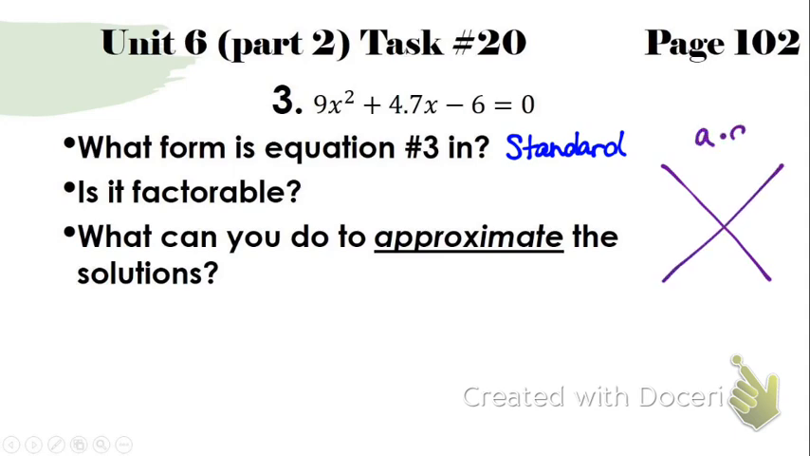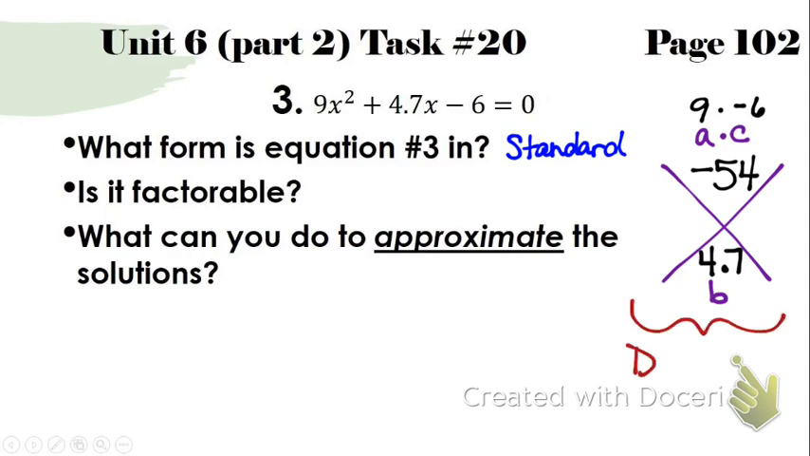So what are we multiplying together? 9 and -6. So that gives me -54. But adds to 4.7. Yeah, I suppose there might be numbers that do that, but I am not spending all day going through a bunch of decimals trying to figure out what they are.